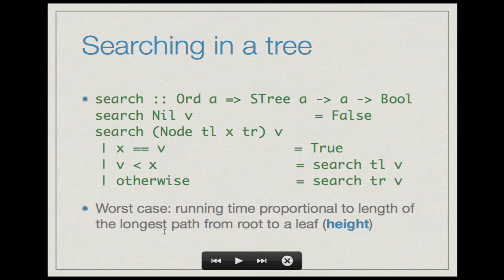The worst case running time of this procedure is proportional to the length of the longest path from root to a leaf, because we start at the root and keep descending the tree till we reach a leaf, or we reach the value that we are seeking, but we are talking about the worst case. And the length of the longest path from root to a leaf is nothing but the height of the tree. So in the worst case, the running time of search is proportional to the height of the tree.